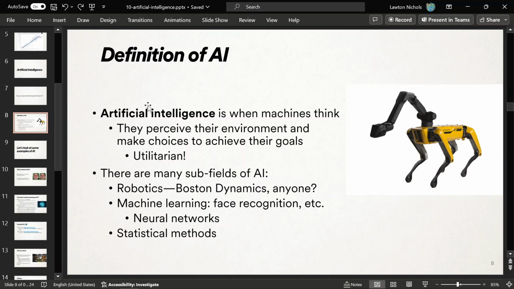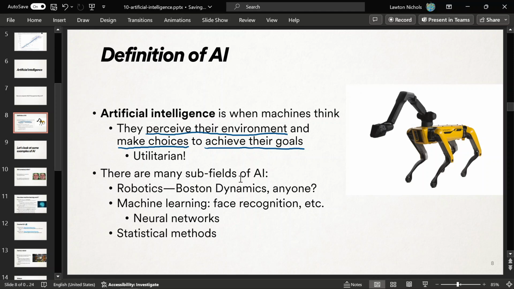So artificial intelligence, hopefully you know that's AI for short. That's when machines are doing some form of thinking that's commonly associated with humans. All right, so in some way they are, like a human would, perceiving their environment with some sort of sensor perhaps, or getting data from somebody. And then they're making choices based on that data that they've been getting from sensors or from input, and they're using that to achieve whatever goals were programmed into them. Okay? So a very utilitarian idea, artificial intelligence.